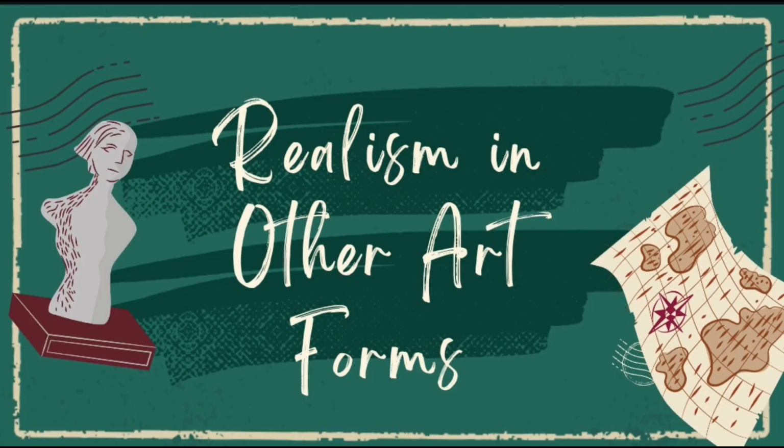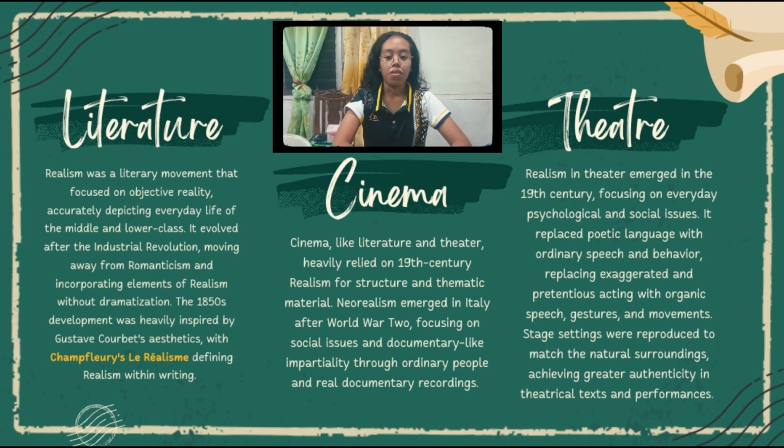Realism and other art forms. So, in literature, realism was a literary movement that focused on objective reality, accurately depicting everyday life of the middle and the lower class. It evolved after the industrial revolution, moving away from romanticism and incorporating elements of realism.